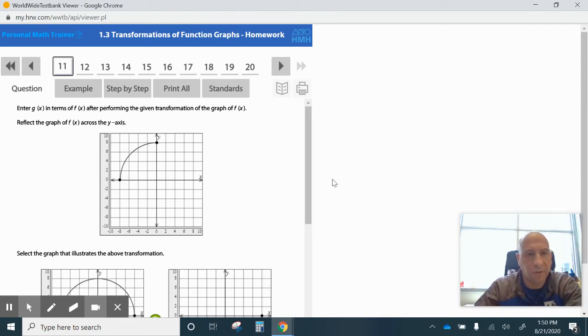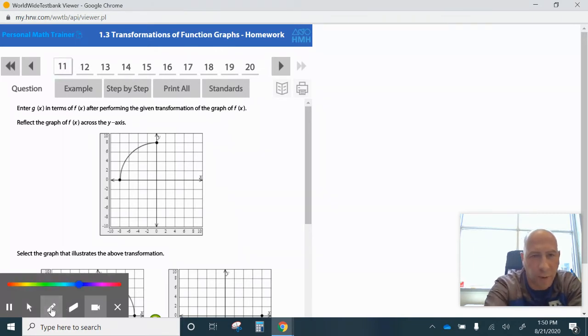All right. Enter g of x in terms of f of x after performing the given transformation of the graph of f of x. Reflect the graph across the y-axis. So pretty simple. Here's the y-axis. So this reflects here. So that's 1, 2, 3, 4. So 1, 2, 3, 4. So it looks like this, reflected that way. Okay.